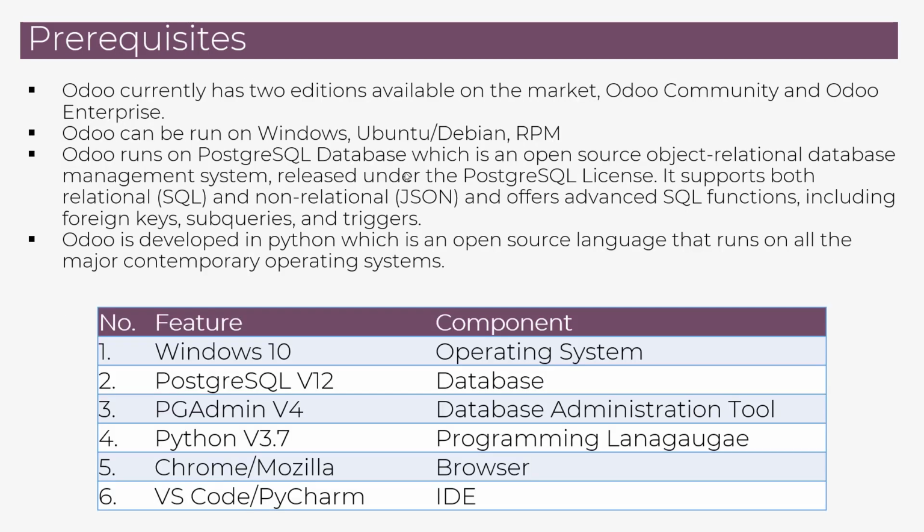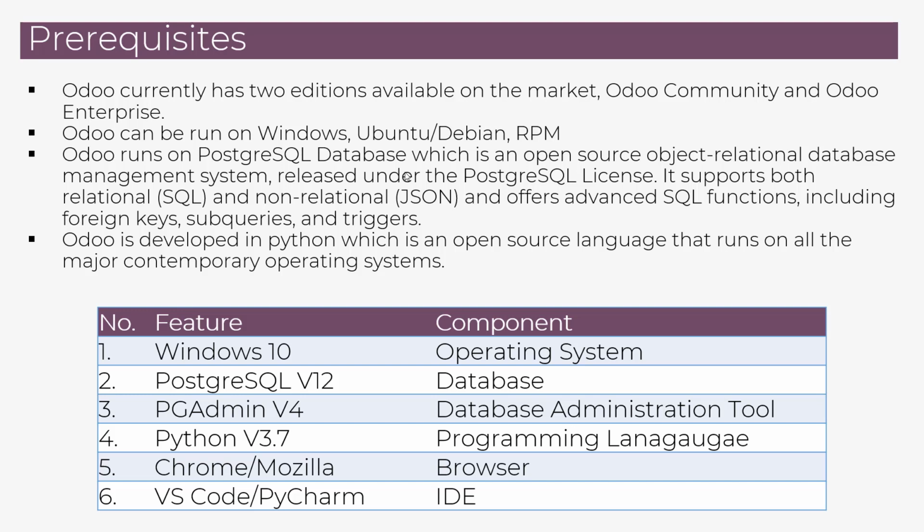So the prerequisites that are required for the installation of Odoo. Odoo currently has 2 editions available on the market, Odoo Community and Odoo Enterprise. We'll review the Odoo editions later. Odoo can be run on Windows, Ubuntu, Debian, or the Red Hat Package Manager, RPM. Odoo runs on PostgreSQL database, which is an open source object relational database management system released under the PostgreSQL license. It supports both relational SQL and non-relational JSON and offers advanced SQL functions including foreign keys, subqueries, and triggers. Odoo is developed in Python, which is an open source language that runs on all the major contemporary operating systems.